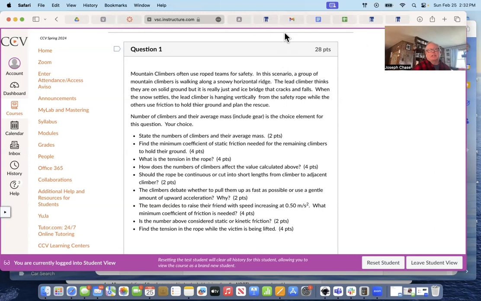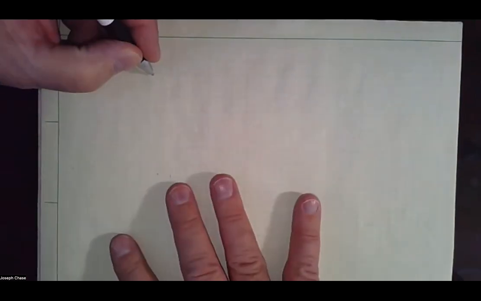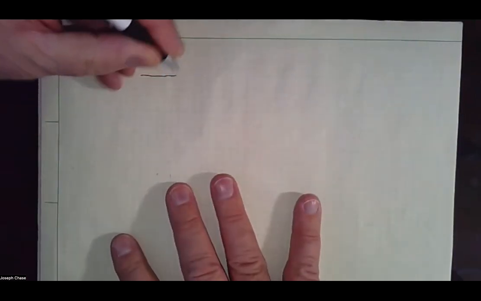So I'm going to stop sharing and we'll go back and take a look at my document camera. Okay, let's go ahead and do a diagram. That's always kind of helpful, right? So here's our cliff.